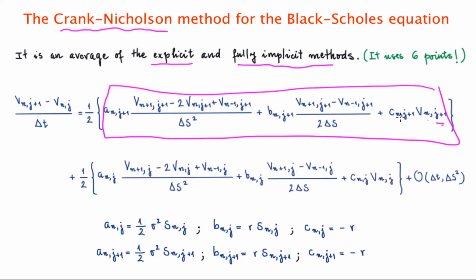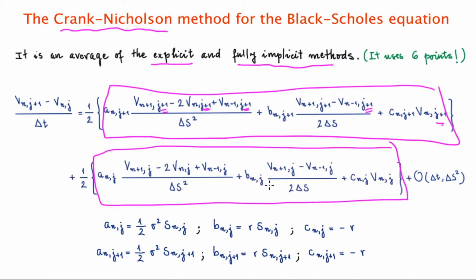As you can see here, all the values of the option V are evaluated at time j plus 1. And another finite difference representation corresponding to the explicit method. As you can see here, everything is evaluated at time j. What we are gaining here is a more accurate representation for the finite difference representations.